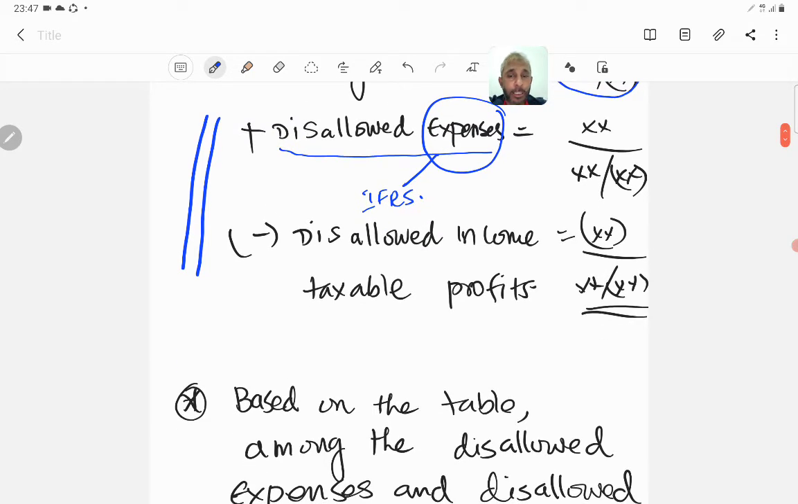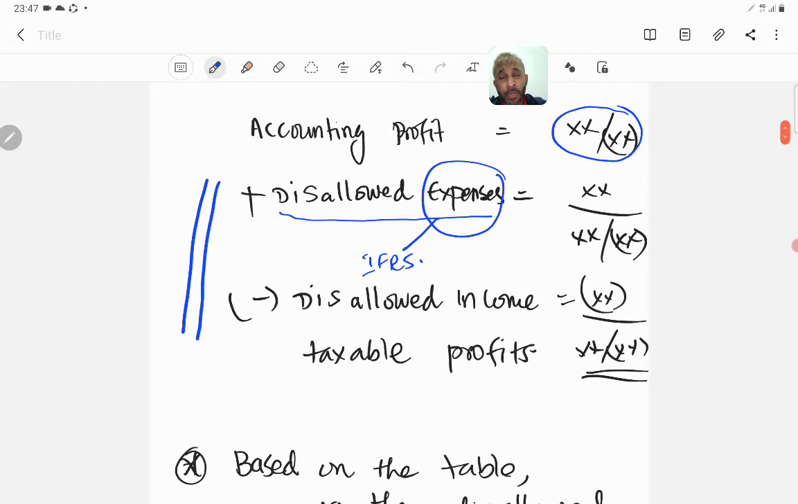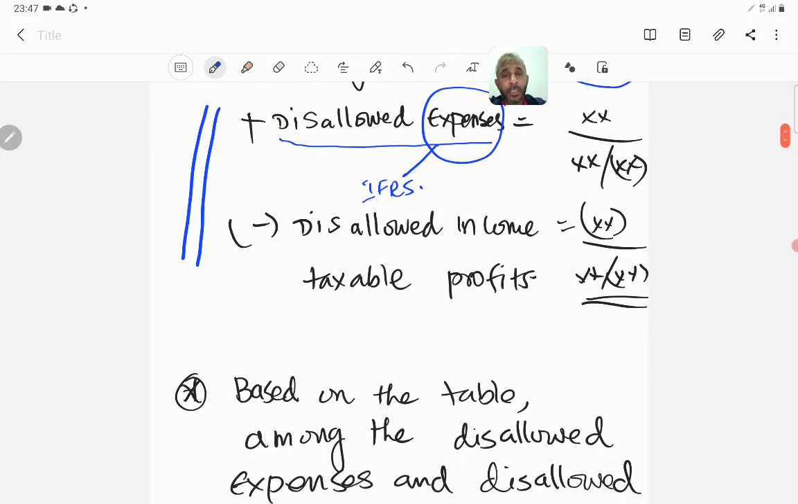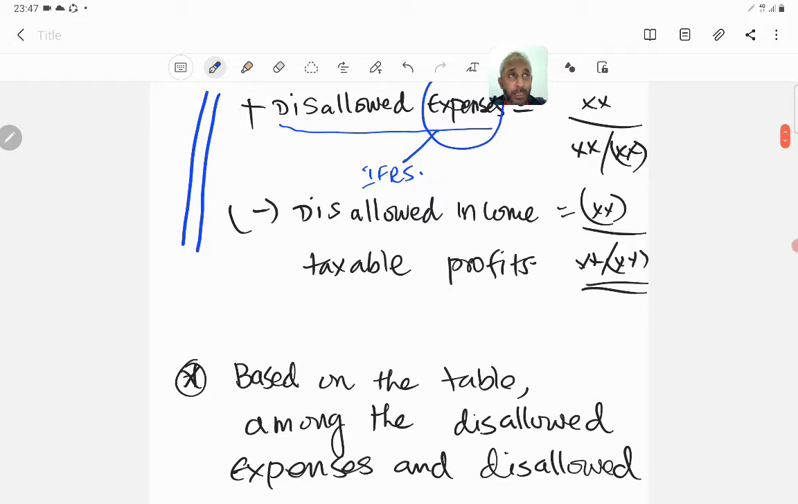We will add back the disallowed expense, and also in arriving at our profit, sometimes we may also add some income which the tax department may not accept. Example I'll give you. If I include accrued income, one of the tax rules is that they will recognize revenue only when you have received the cash.